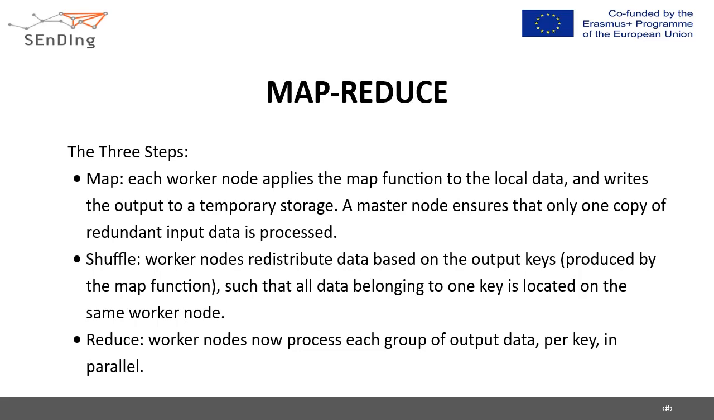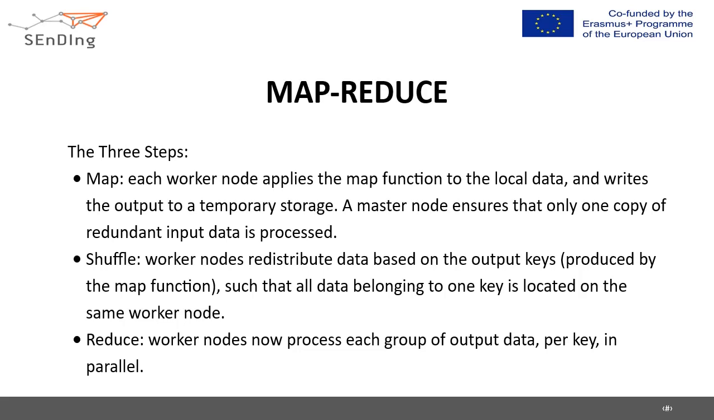The 3 steps are the following. Step 1. Map. Each worker node applies the map function to the local data, and writes the output to a temporary storage. A master node ensures that only one copy of redundant input data is processed.